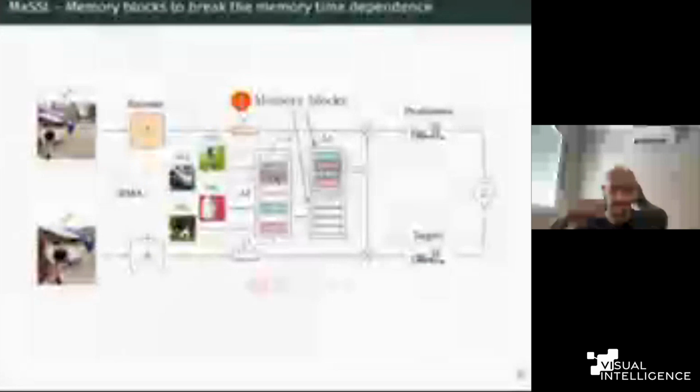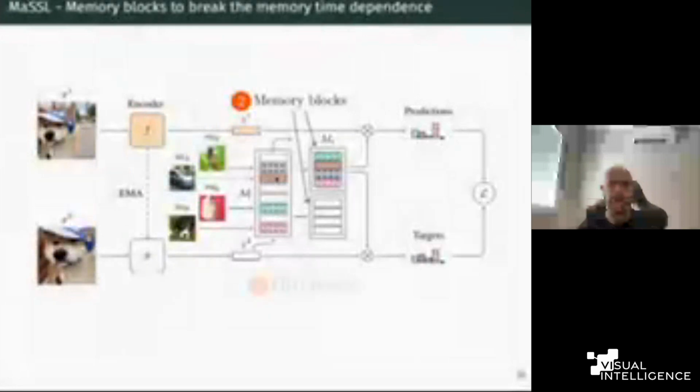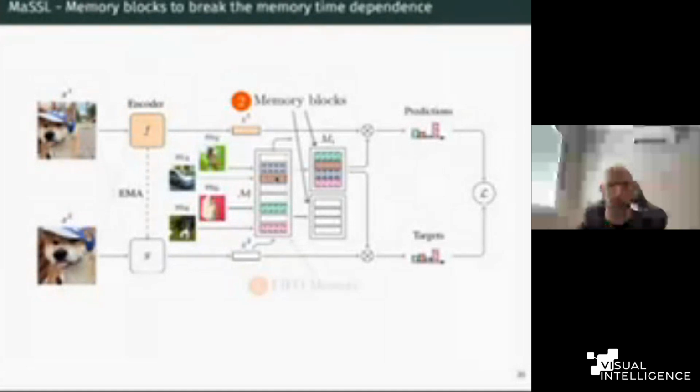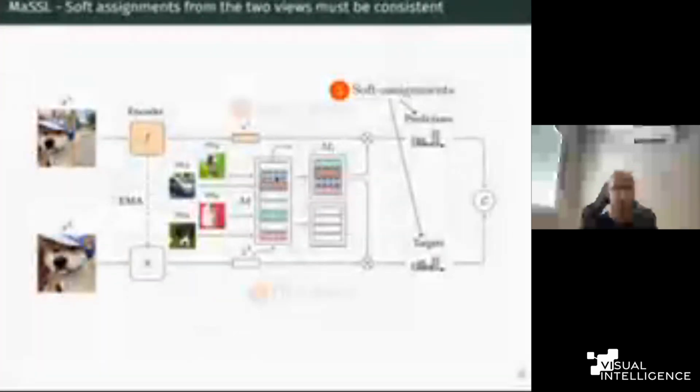So in order to break this time axis, we sample random memory representations from the memory component and create these memory blocks. What is left now is to compare what's seen at the moment, in this case the representations of the orange dog, with the representations that we saw before that are now in the memory blocks.